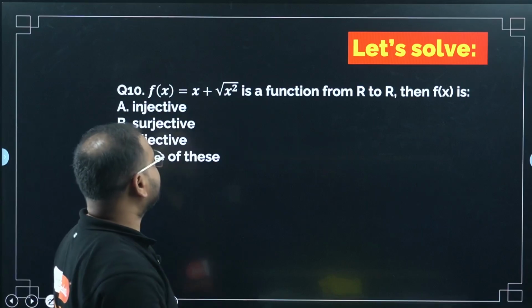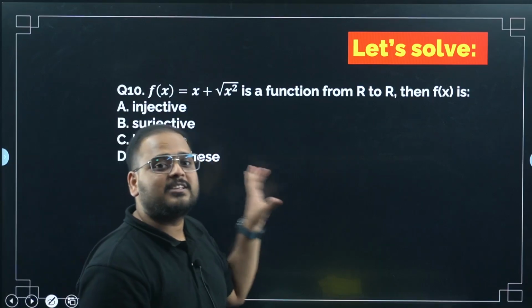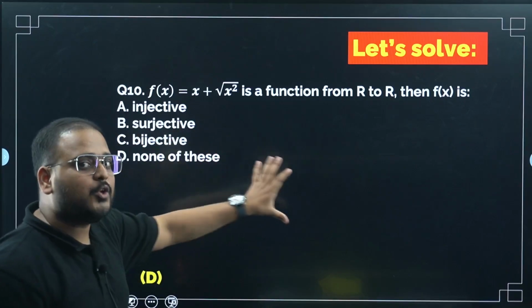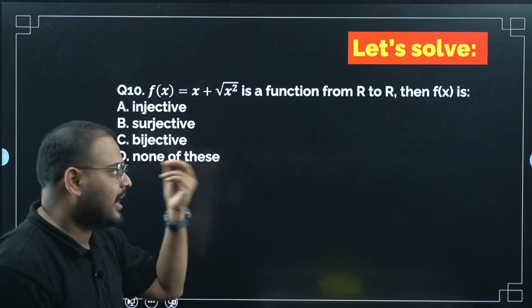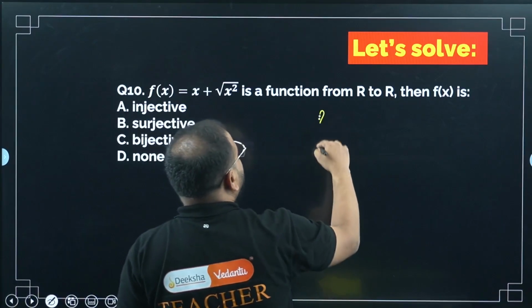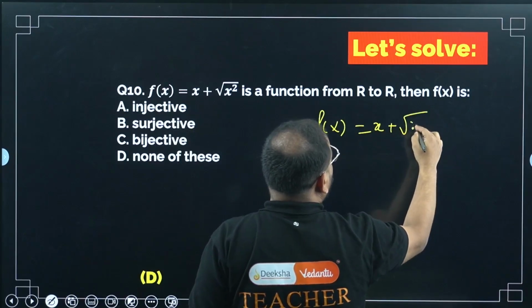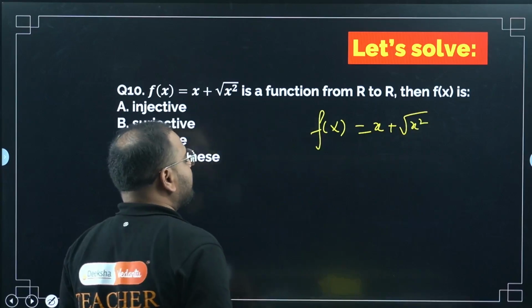Okay. Last question of the day. I have done this question, but you will not believe it. How, sir? I'll tell you how it is related to the previous question and then conclude the session. The function is given as x plus root of x square.